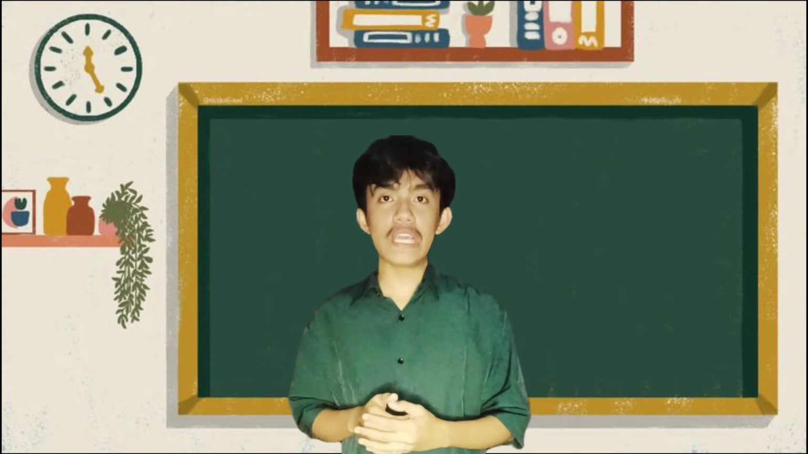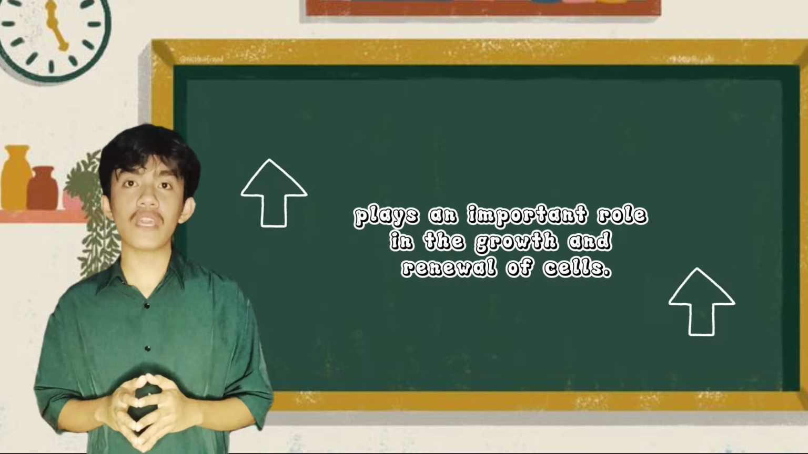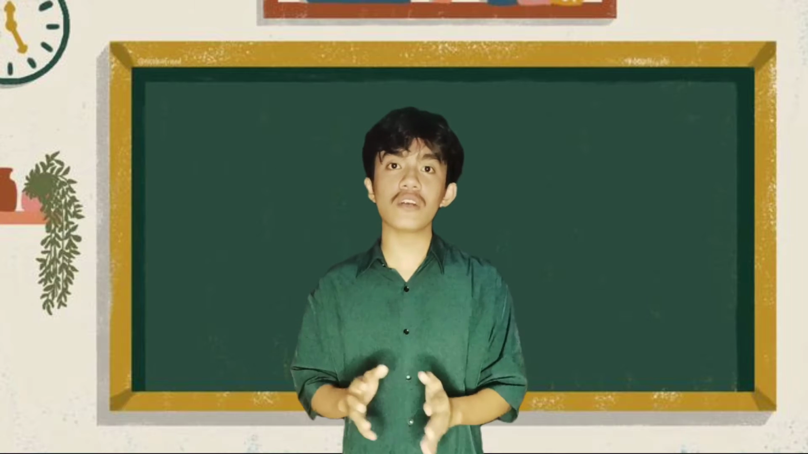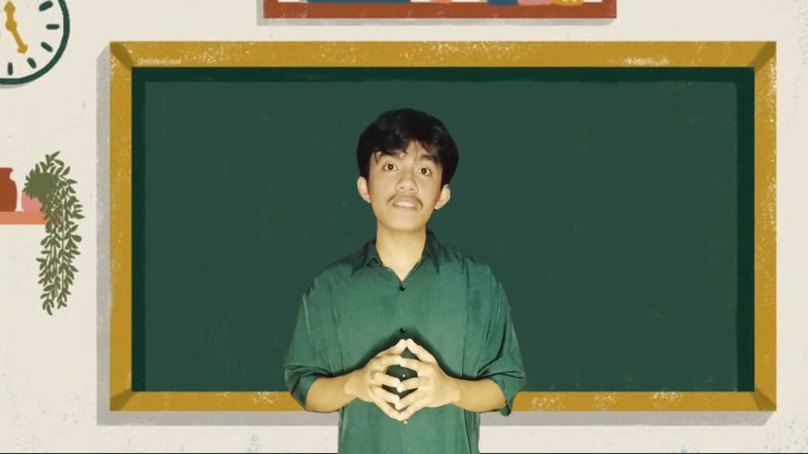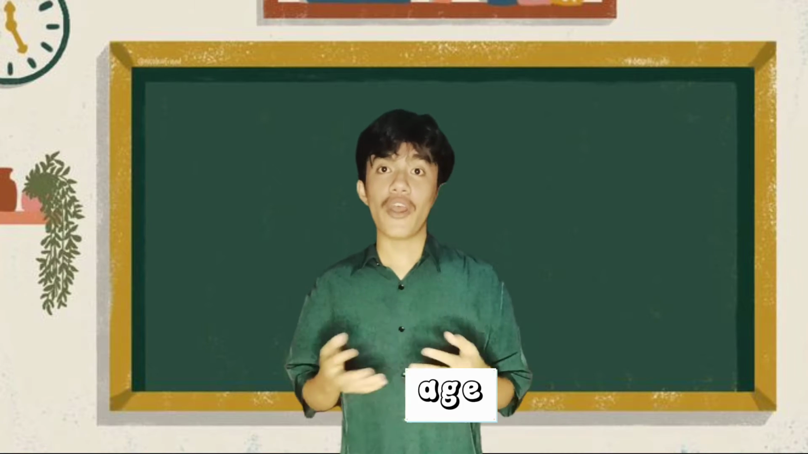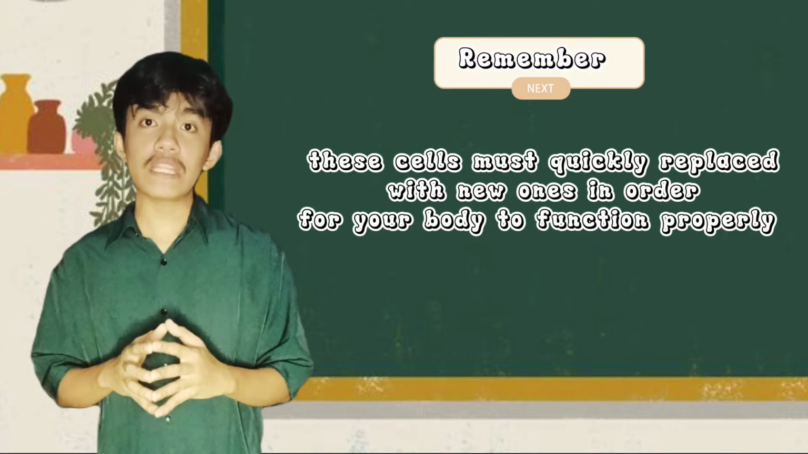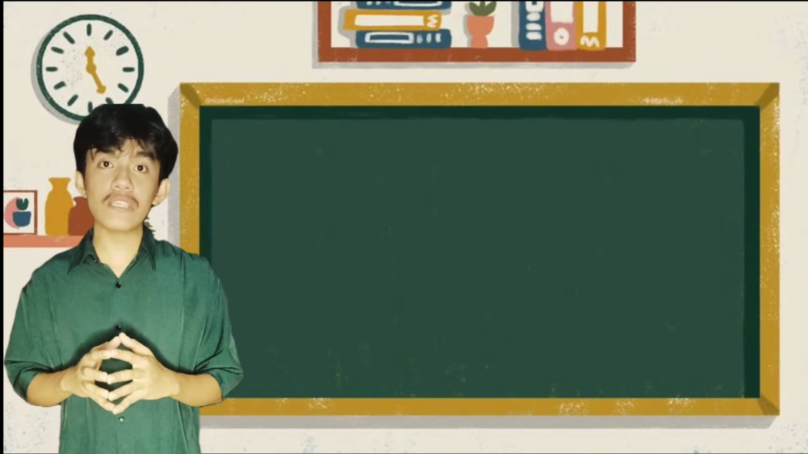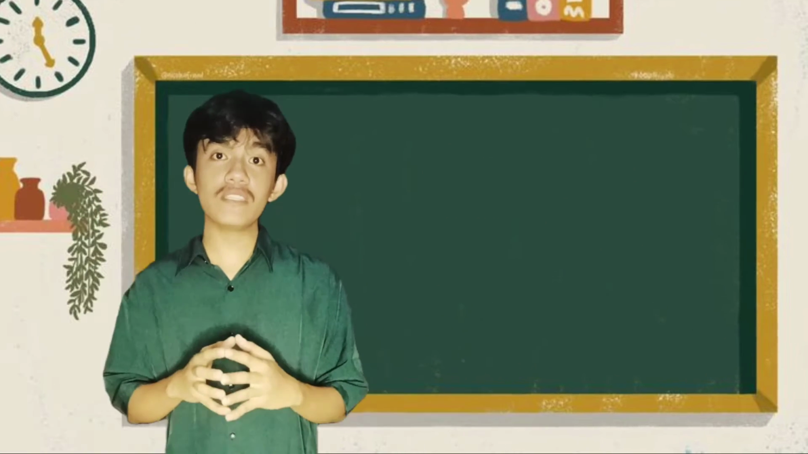But why does DNA need to replicate? DNA replication plays an important role in the growth and renewal of cells. Growing organisms are constantly creating new cells as they develop into a larger body. And over time, some cells can become damaged, grow old, or die. So to keep your body functioning properly, it's important that these cells are quickly replaced with new ones. Cells accomplish this renewal and growth through the process of cell division, in which one cell splits in half to form two new cells.